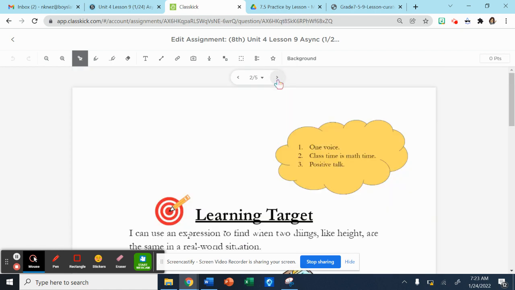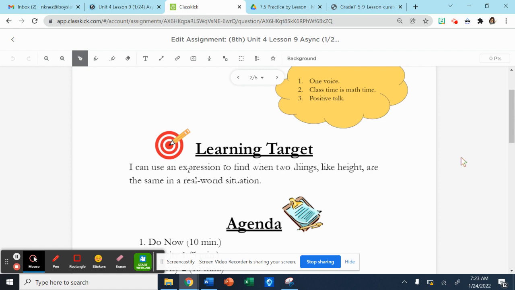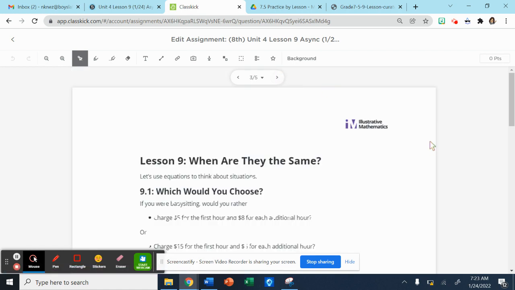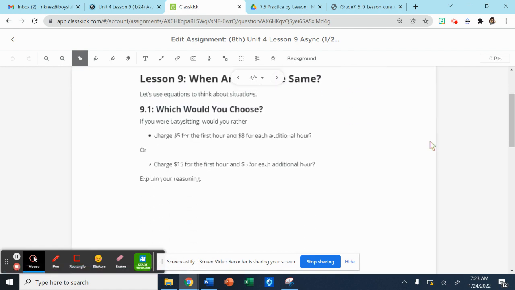Let's take a look at slide 2. Our learning target today is: I can use an expression to find when two things like heights are the same in a real world situation. And we're going to focus on one specific example. First, I want you to complete slide 3, 9.1. It says, if you were babysitting, would you rather charge $5 for the first hour and $8 for each additional hour? Or would you rather charge $15 for the first hour and $5 for each additional hour?